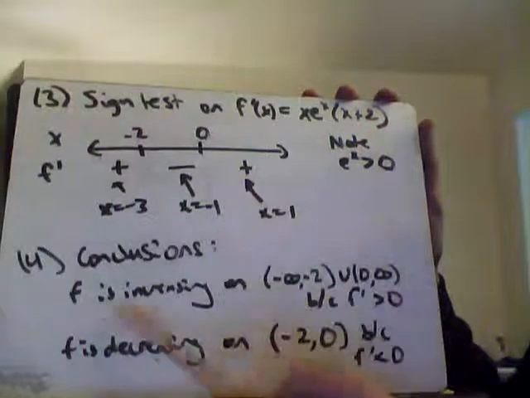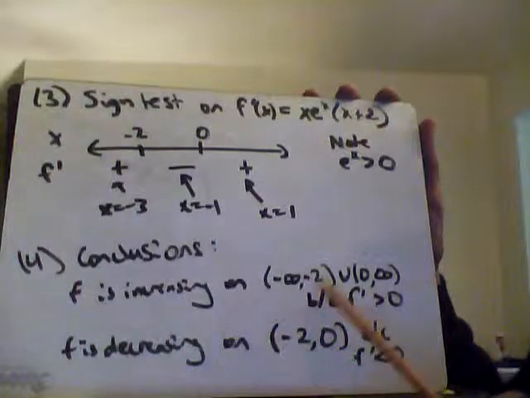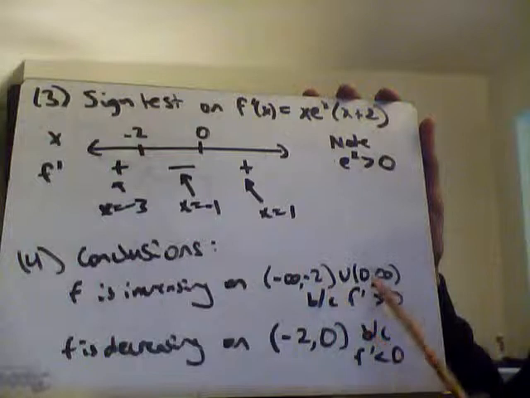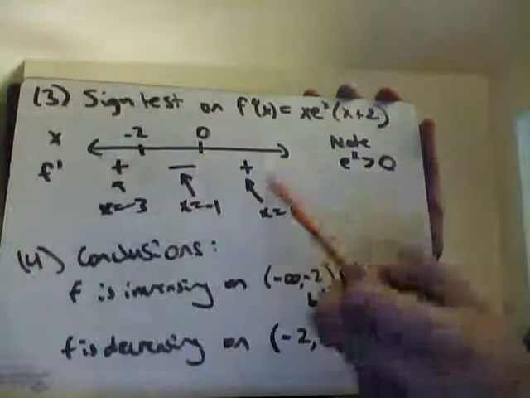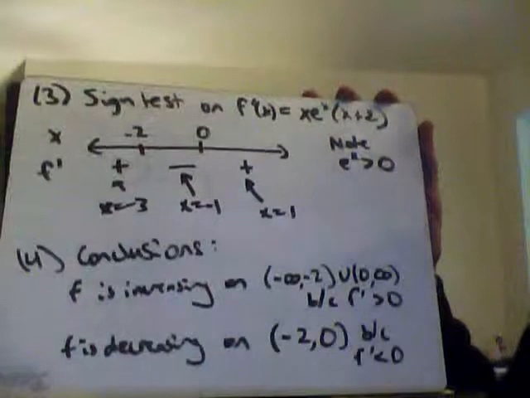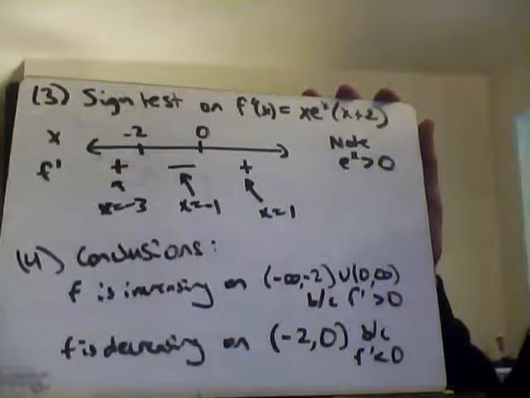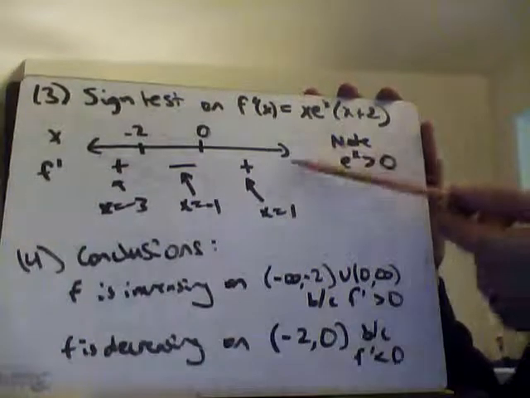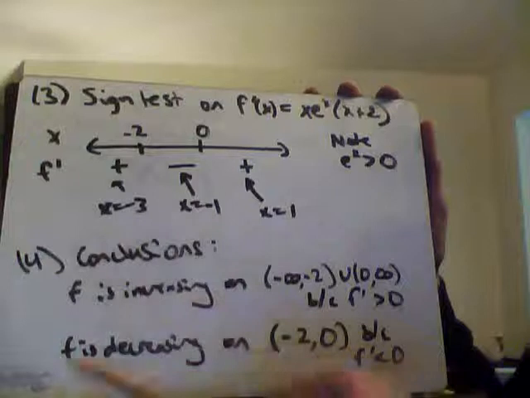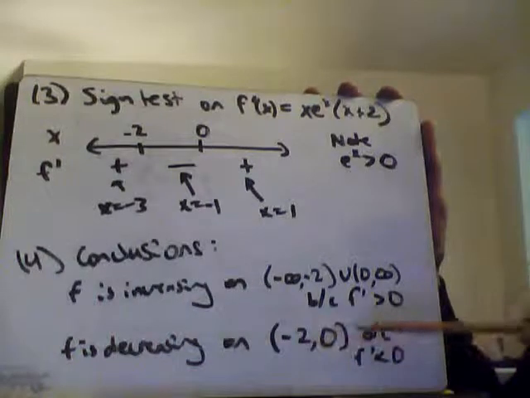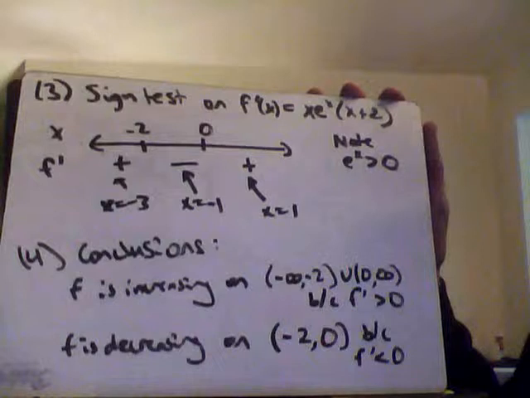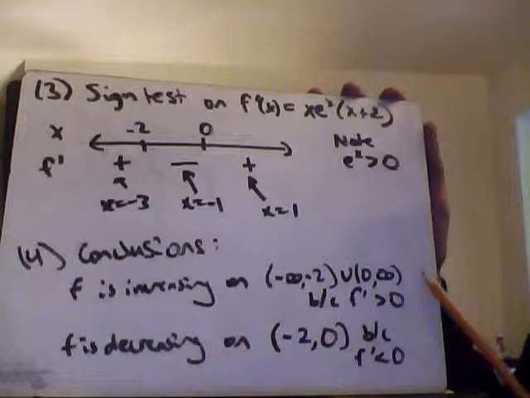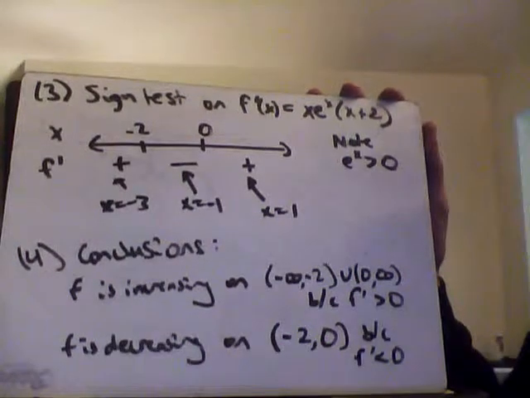Thus our conclusion, f is increasing on the interval negative infinity to negative 2 and 0 to infinity because f prime is bigger than 0. Again, you need to make sure that you reference your sign test. You don't just conclude with the sign test. The sign test doesn't tell us anything by itself. We need to interpret it. F is decreasing on the interval negative 2 to 0 because f prime is less than 0 on that interval. So Ernie's got two intervals where he's increasing and one interval where he's decreasing.